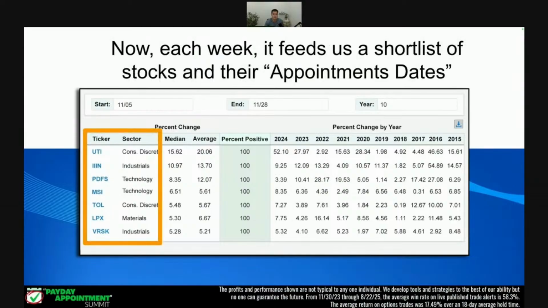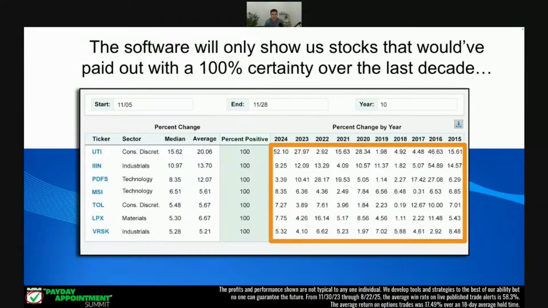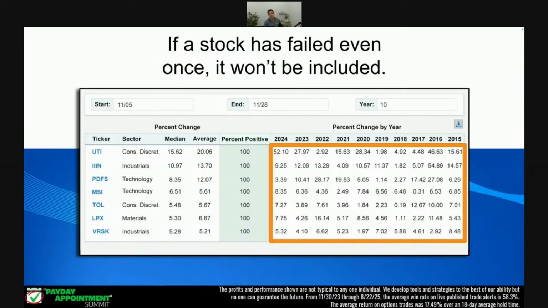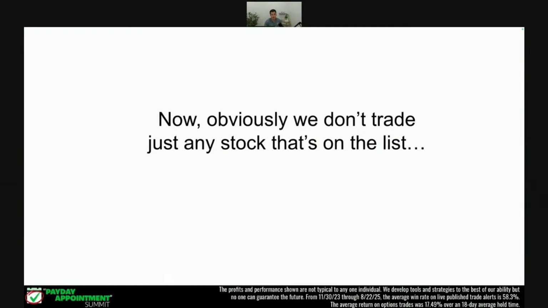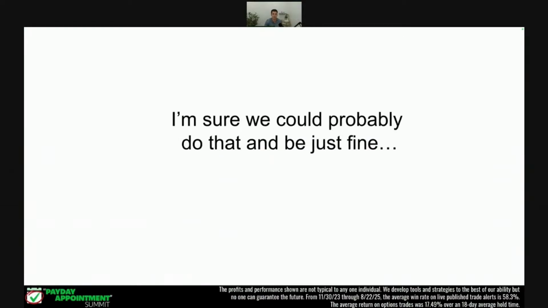It looks like this. Now, each week, it feeds us a short list of the stocks and their appointment dates, the dates where they've gone up every year for the last decade. But here's the key. The software will only show us stocks that would have paid out with 100% accuracy over the last 10 years. If it's failed even once, it's not included. It's off our list.